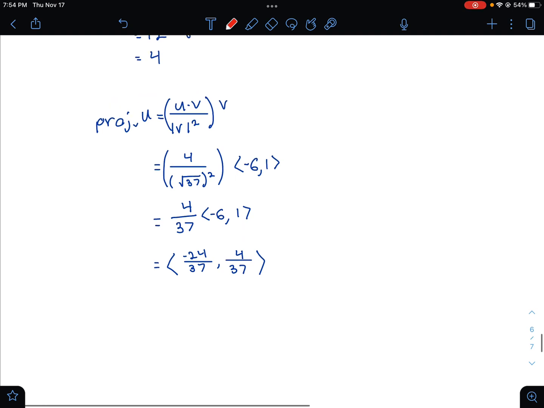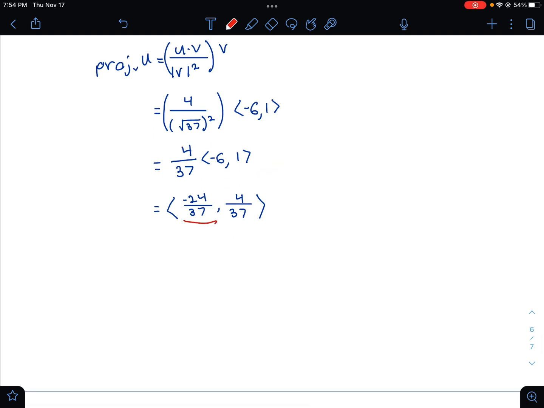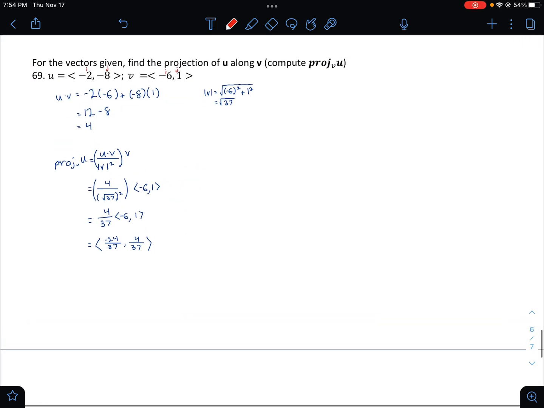So then simplified, once you simplify everything within the parentheses, you just get 4 over 37. This stays the same for now. And then once we move down to the last section, once we do all the math here, it ends up being -24 over 37 and 4 over 37. And those are all my answers.